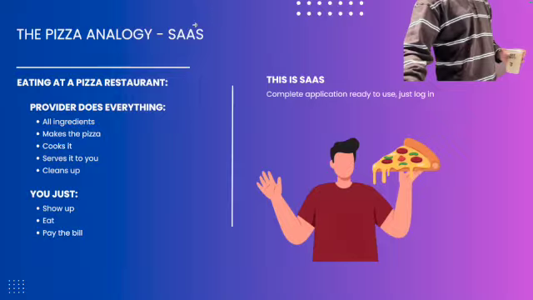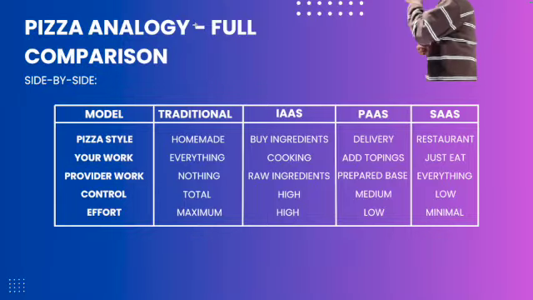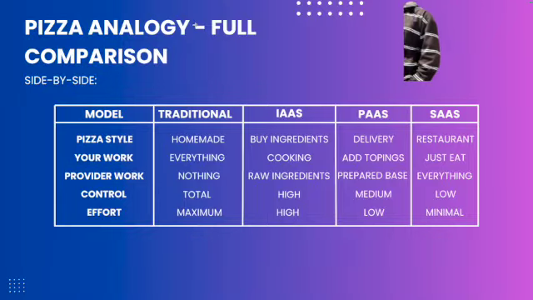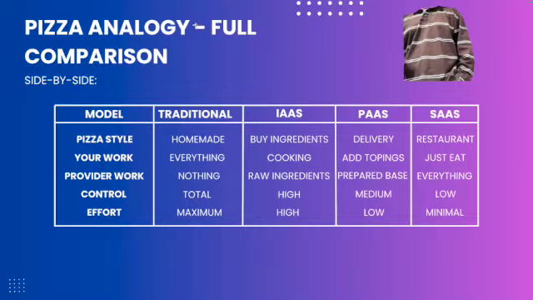All right. So pizza analogy, side by side comparison. We have traditional service, which is homemade. You have to get your oven and your work is everything. You control completely, and your effort is maximum. Infrastructure as a service, you go to Coles, you buy the ingredients, you start cooking. You have raw ingredients, very high control, and very high effort, but it's not maximum effort. You don't have to actually plant the vegetables.